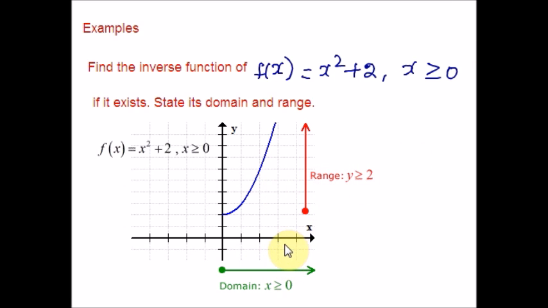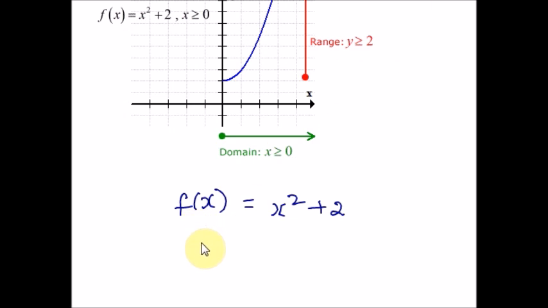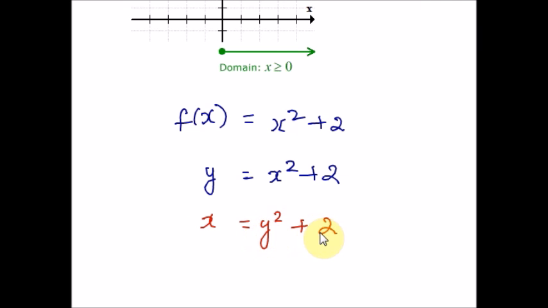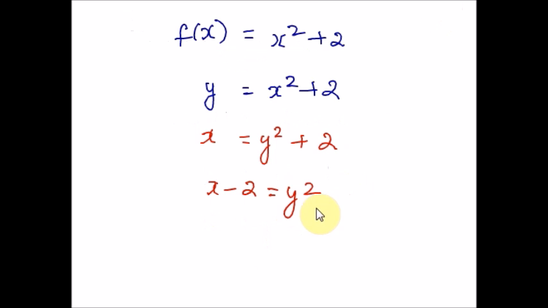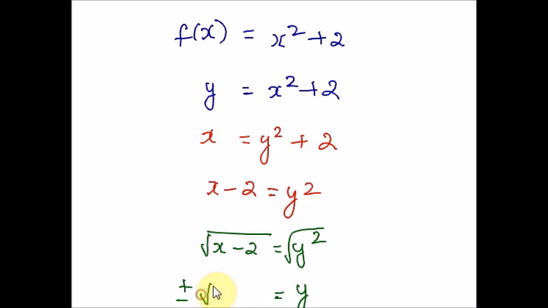Now let's go ahead and solve algebraically to get the inverse of this function. Replace f of x by y. Interchange x and y. Now let's solve for y. I'm going to subtract 2 from both sides. I want to get rid of the square, so I'm taking the square root on both sides of the equation. The square root of y squared would be y, and you have to keep a plus or minus sign before the square root of a quadratic function.